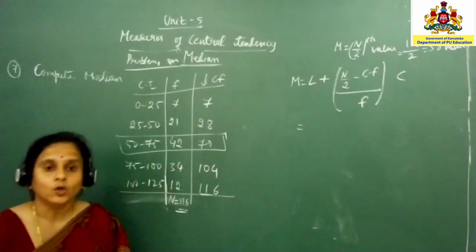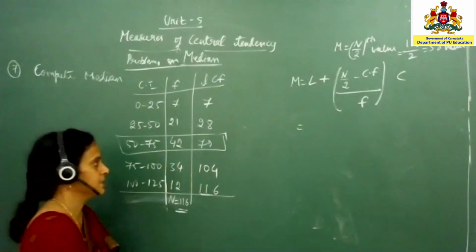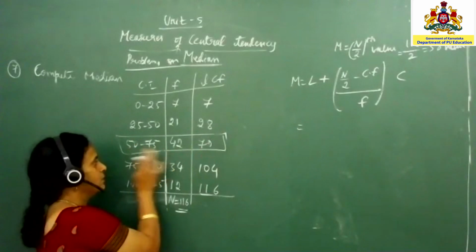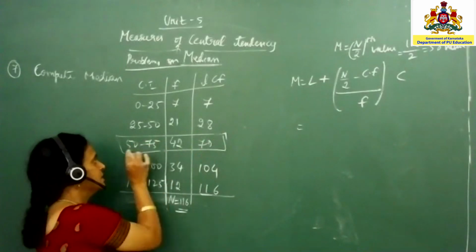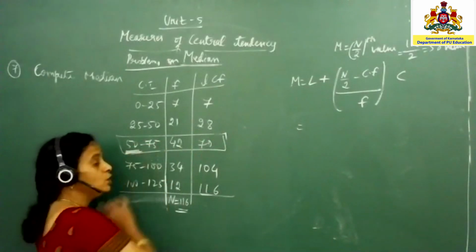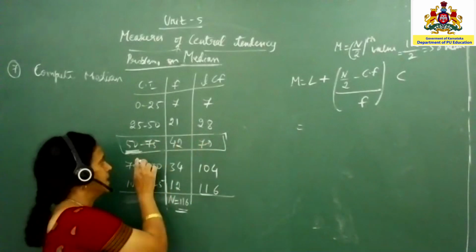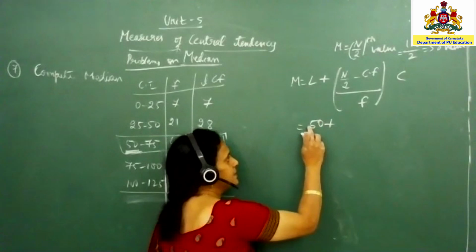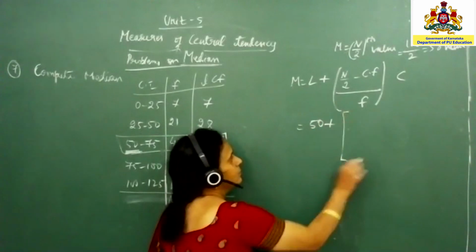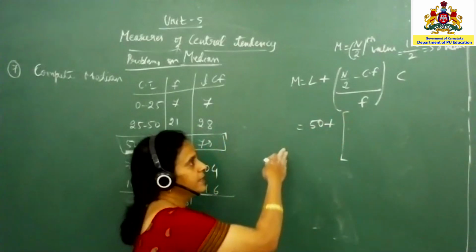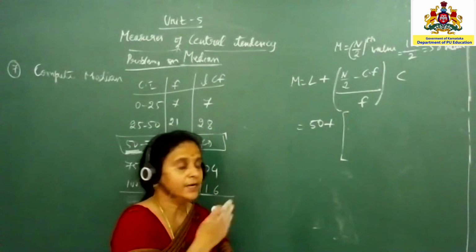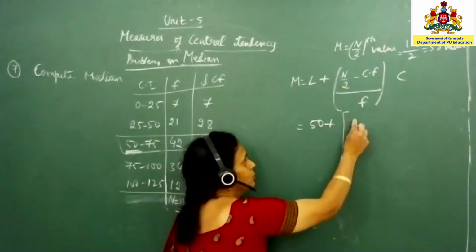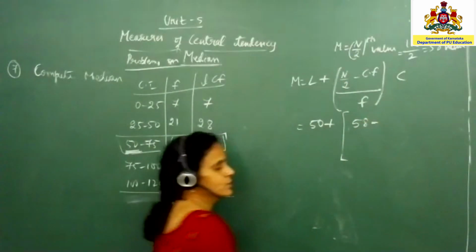L is the lower limit of the median class. Here I mark this class as the median class. You can see one class interval, so this number 25 is the lower limit of this median class. So for L, the answer is 25, plus n by 2. If you want, you can write n as 116 by 2, or directly I got 116 by 2 as 58. So n by 2, I directly write 58.